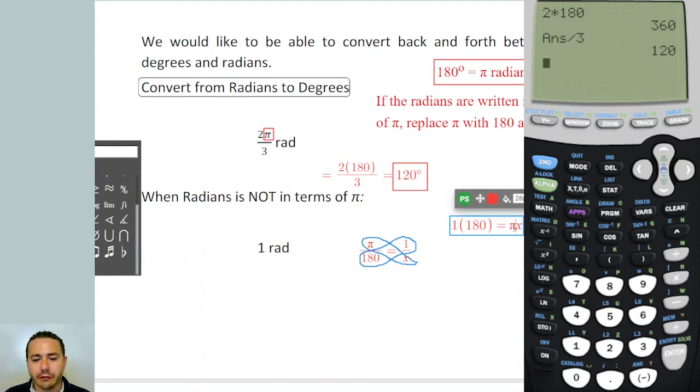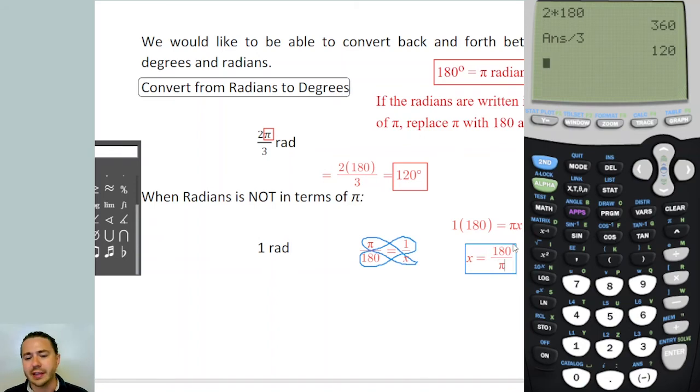Okay, so how do I solve for x? Well, I'm just going to divide by pi here. Pretty easy. So 1 times 180 is 180, and so x is going to be equal to 180 divided by pi. And I'm going to leave it like that. It's irrational. I don't need to know exactly what it is.